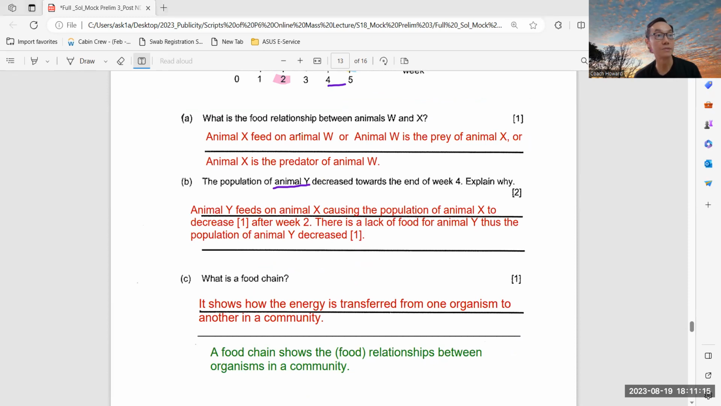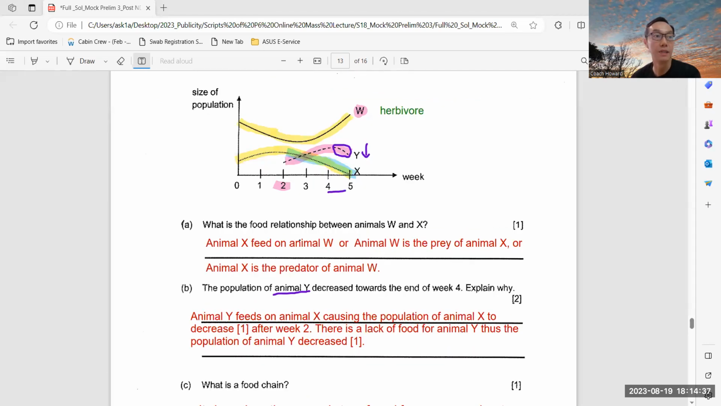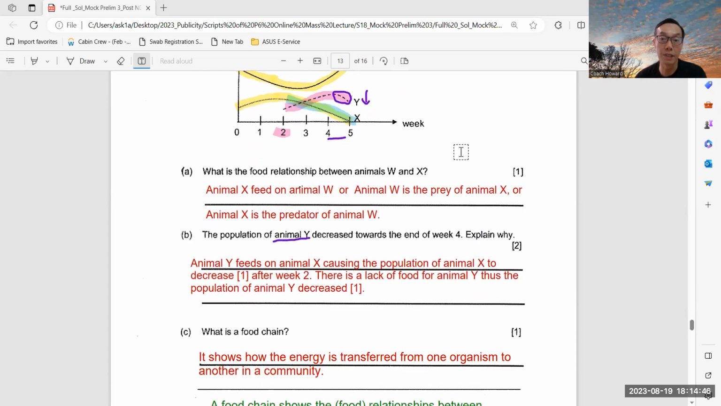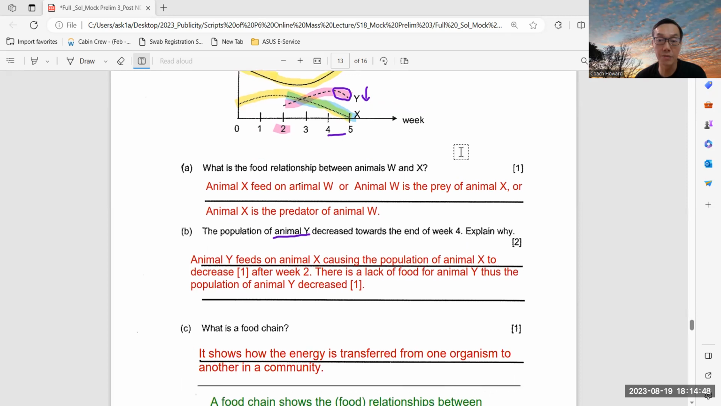Just hold on. Resume record. Okay, we are ending the class soon. So as I repeat, this is a very good question, which I think may appear in your prelim or in this year 2023 PSLE science.